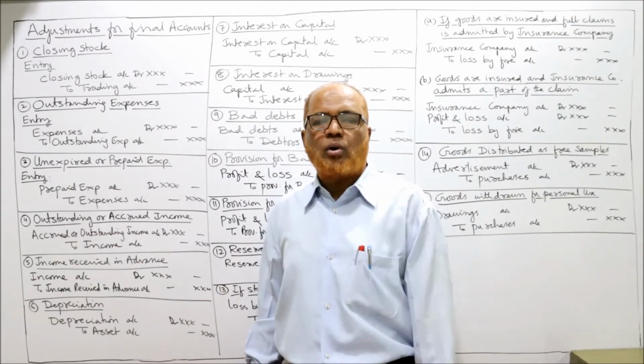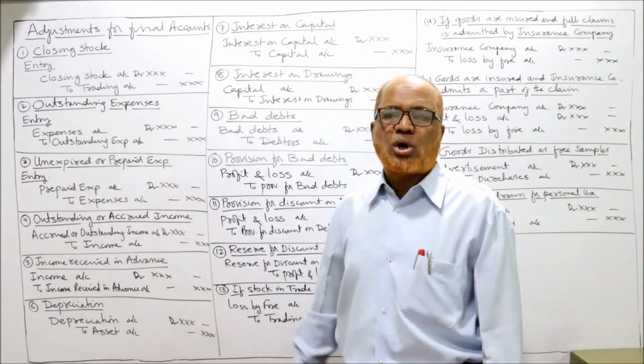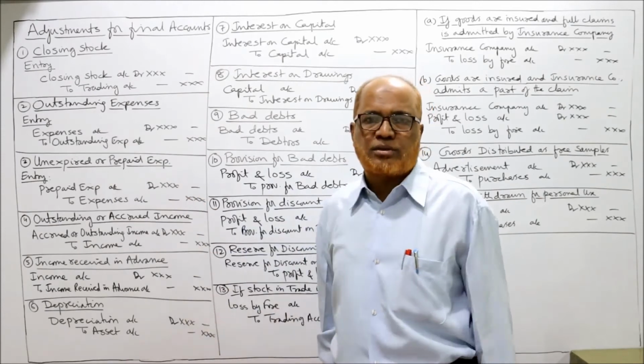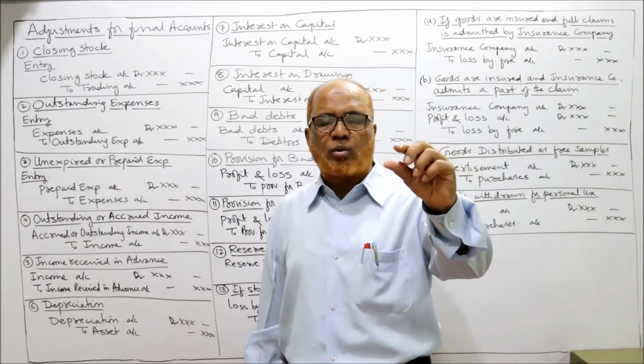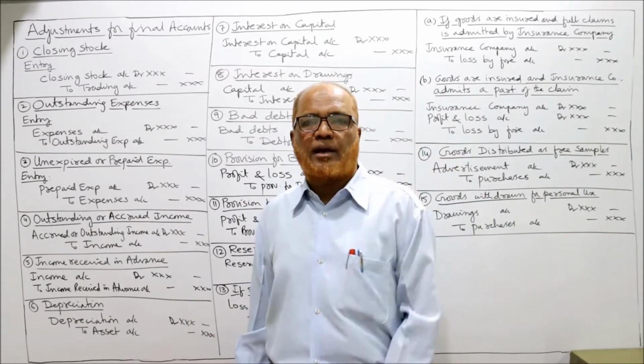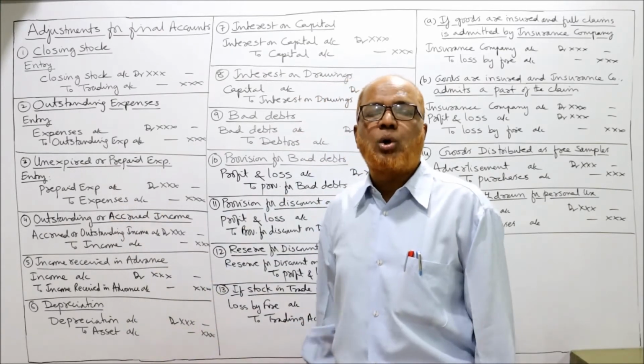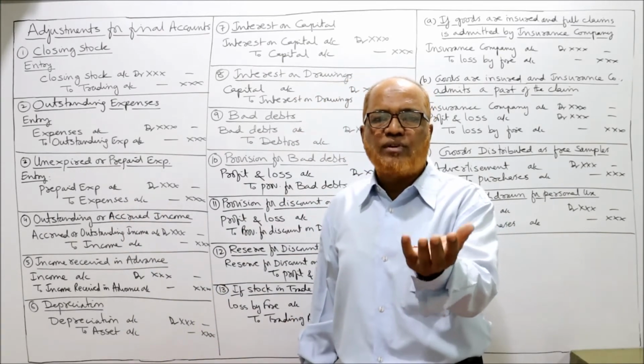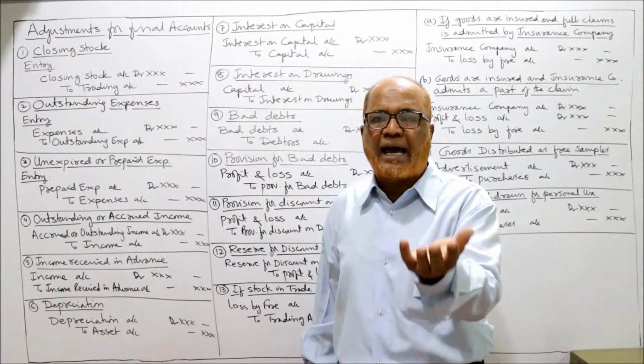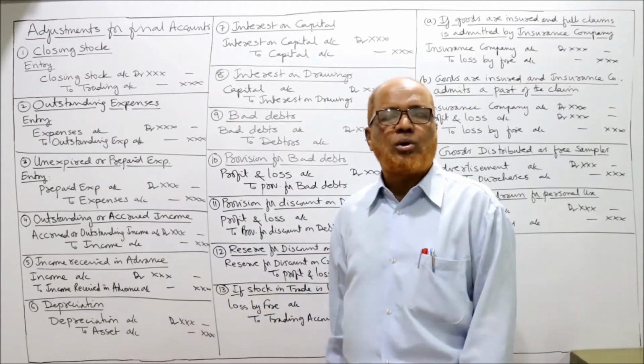The entry for closing stock is: closing stock account debit to trading account. This is the entry for recording closing stock. The value of stock which remains unsold at the end of the year is called closing stock.